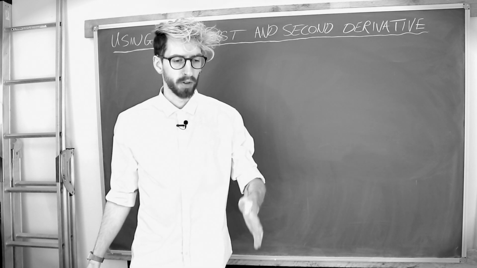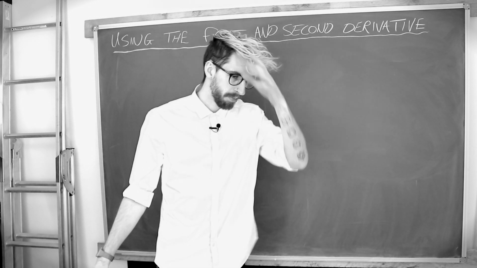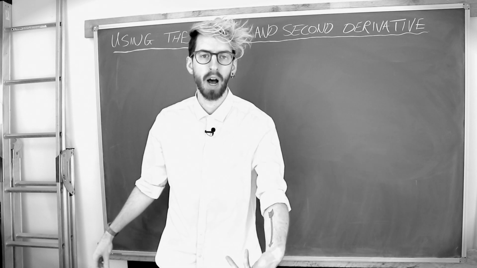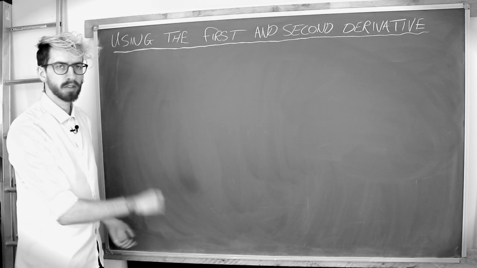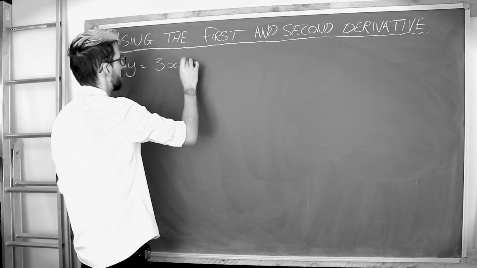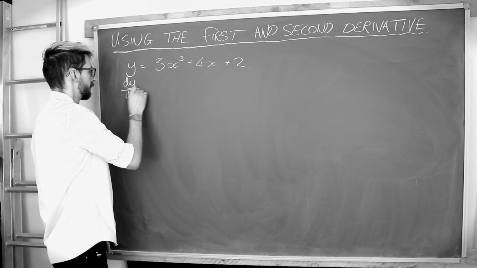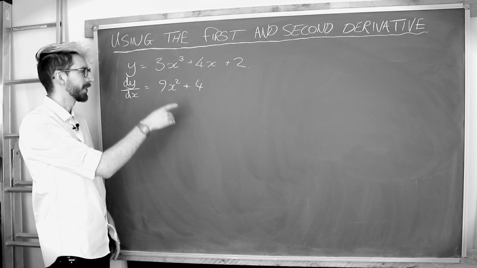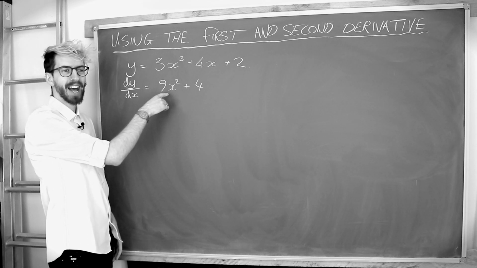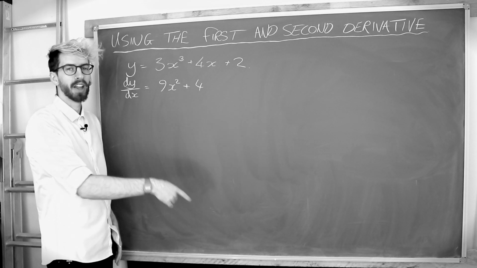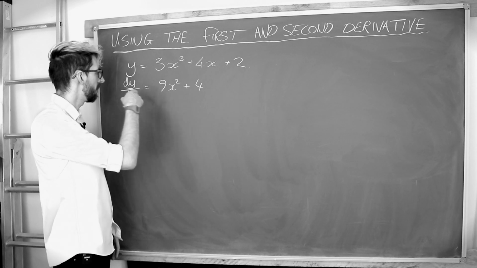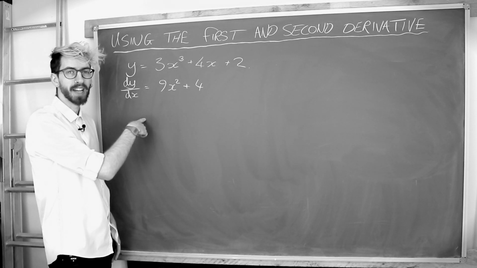There's something that we've done called finding the derivative. We're happy with that. If we have a y, we find dy by dx. So let's have a little example. We could find dy by dx, but what we could also do is differentiate this and find what's called the second derivative.